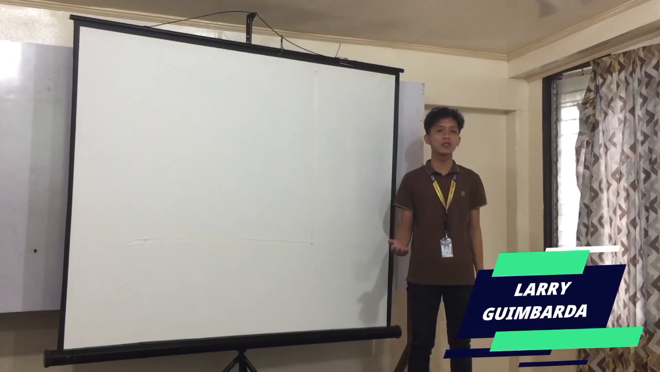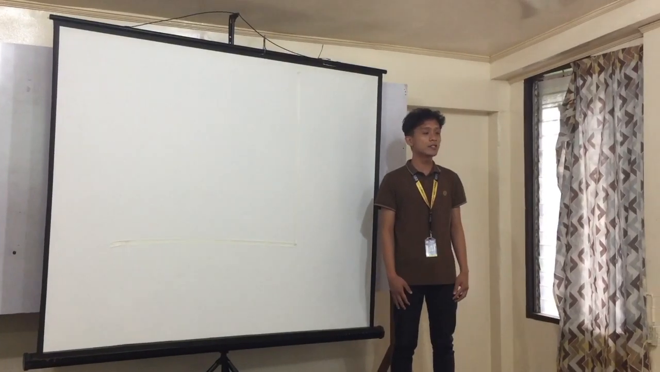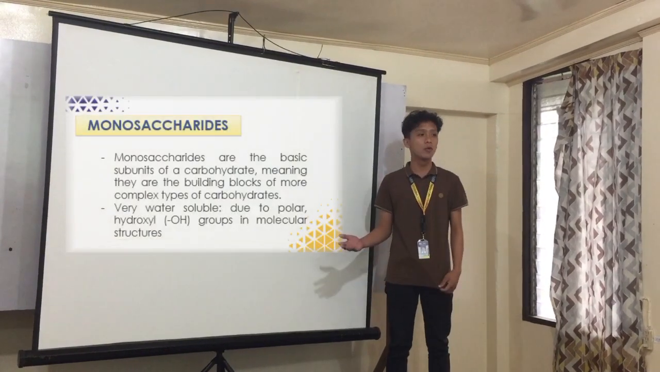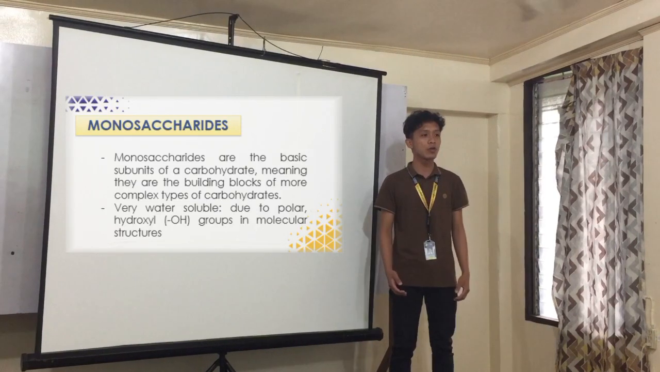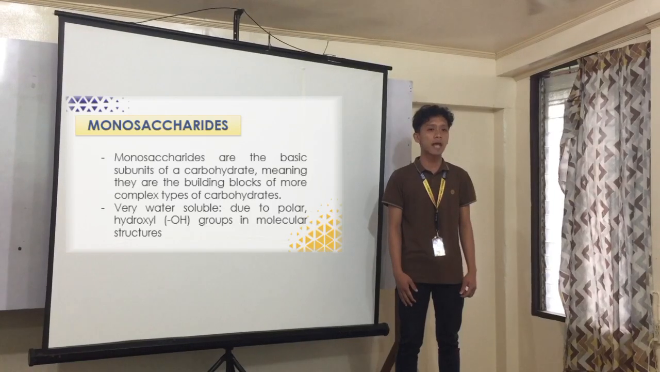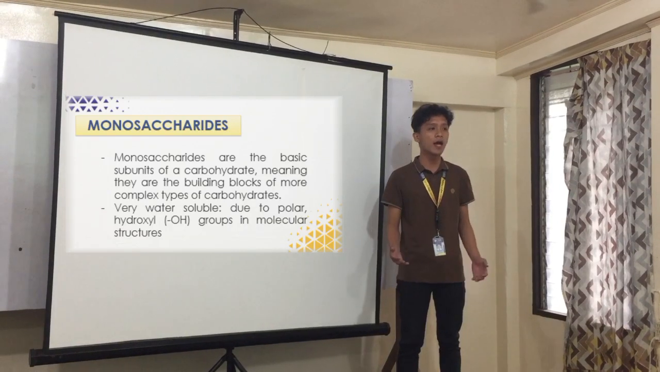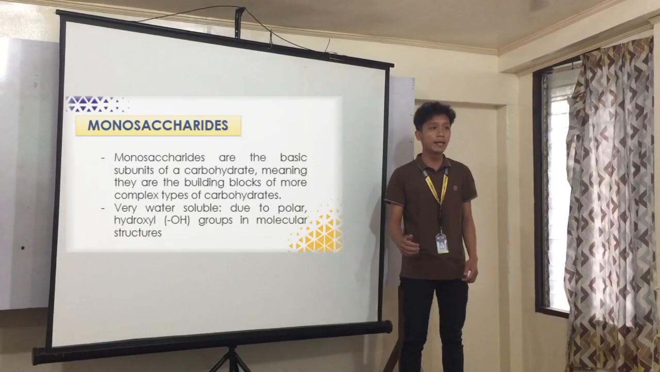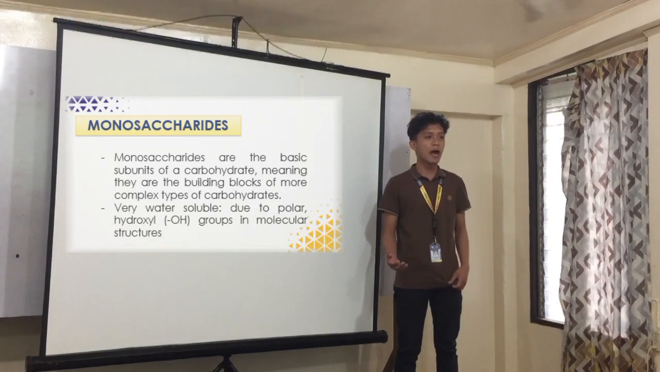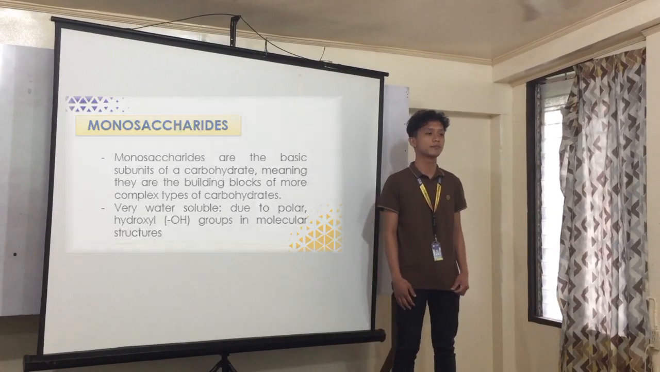Okay, so let's start our discussion with monosaccharides. We mentioned earlier that monosaccharides are the simplest sugars. Everybody, let's read what monosaccharides are. So monosaccharides are the basic subunits of carbohydrate, meaning they are the building blocks of more complex types of carbohydrates. Furthermore, monosaccharides are very water-soluble, meaning they can be dissolved in water. This is because they have polar hydroxyl groups in their molecular structures.